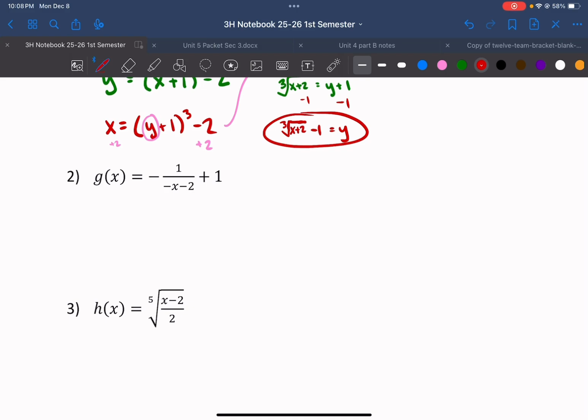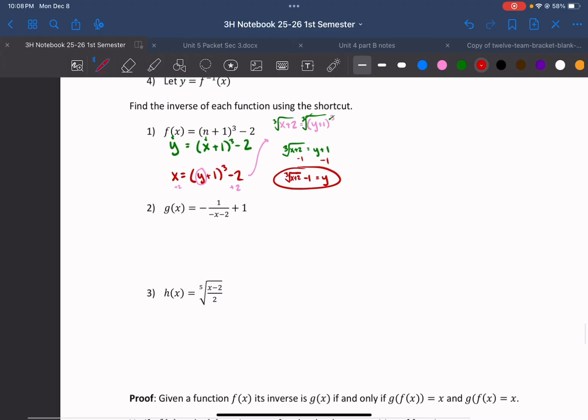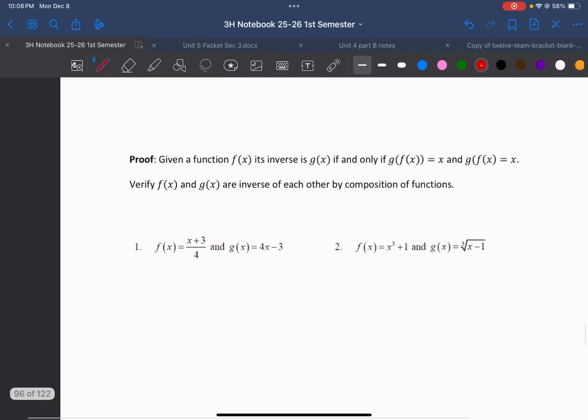Okay guys, I got cut out on that last video. Put them together. Anyway, this method you can use, switch x and y if you would like. Let's move on to proof.